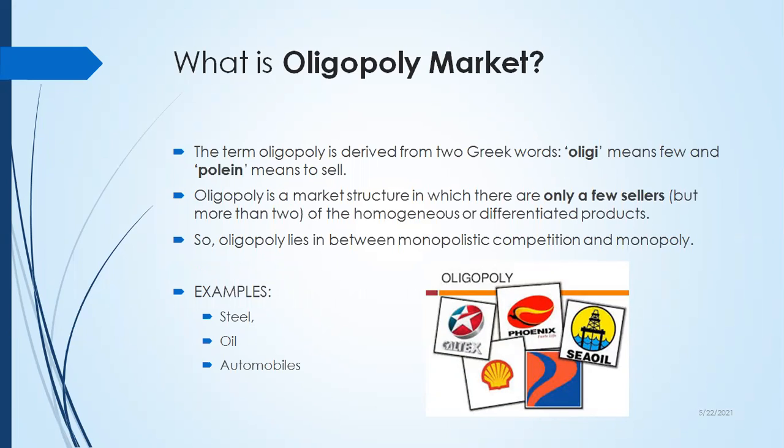What is an oligopoly market? The term oligopoly is derived from two Greek words. Oligo means few and polein means to sell. It means oligopoly is a market structure in which there are only a few sellers, but more than two, of homogeneous or differentiated products. So oligopoly lies in between monopolistic competition and monopoly. As examples, we can identify steel, oil, automobiles, gas.